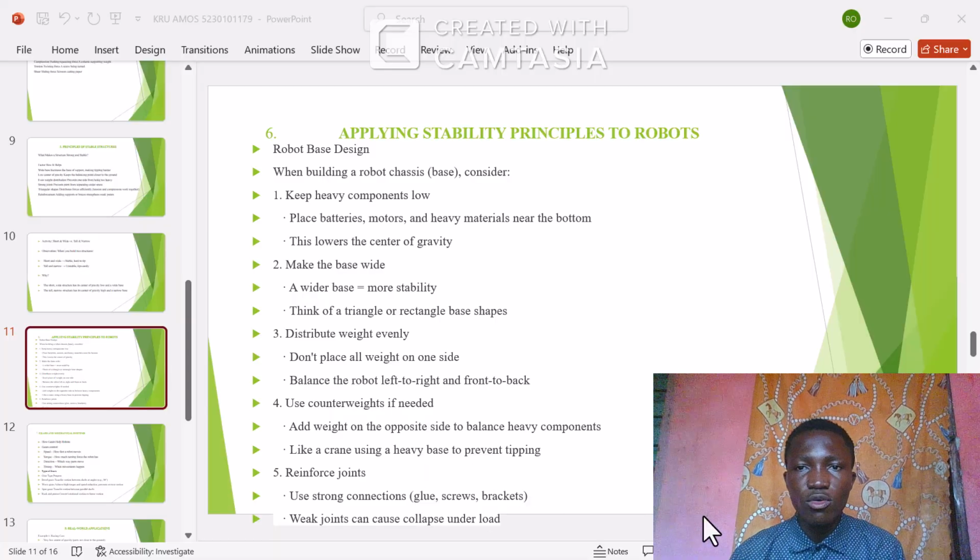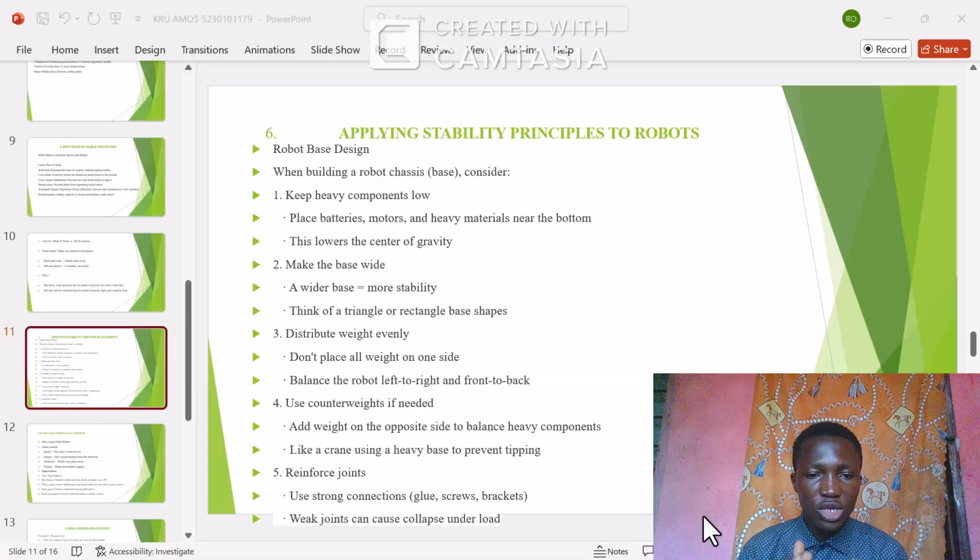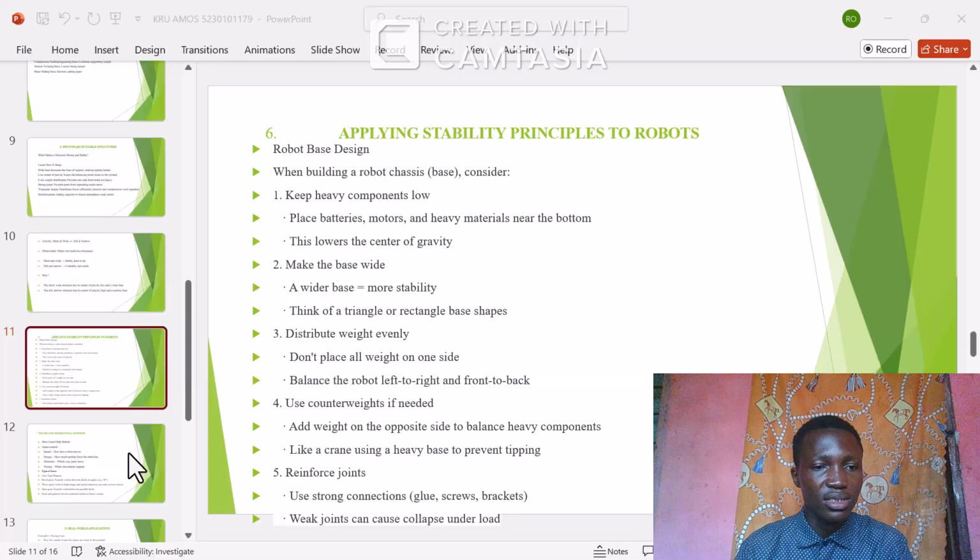Five, reinforce. Use strong connections: glue, screws, brackets. Weak joints can cause collapse under load. That is it.